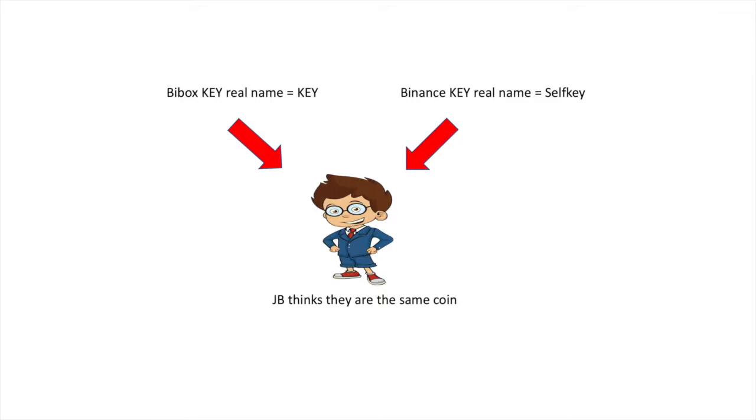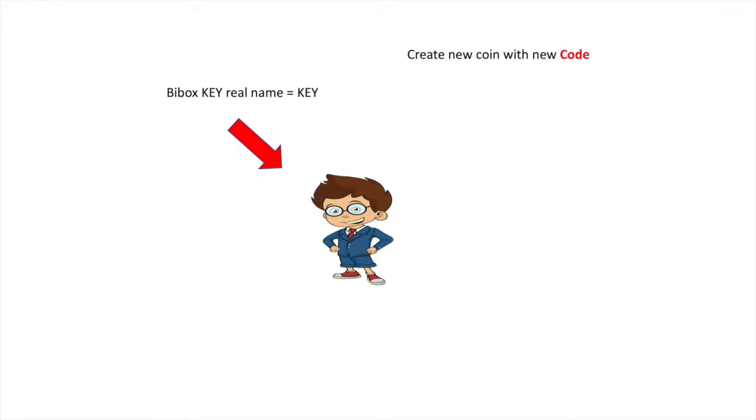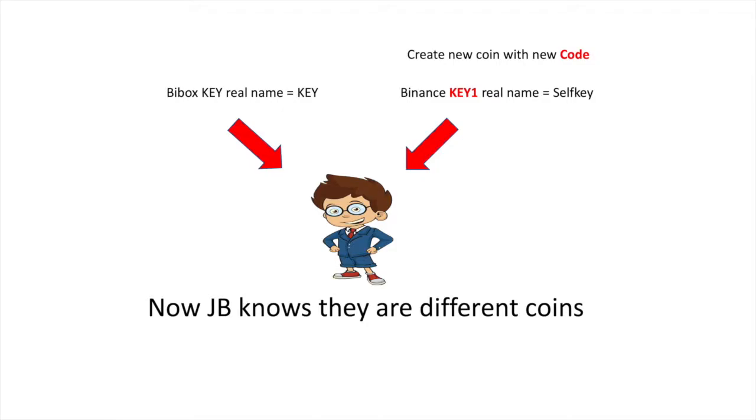What we need to do is actually create a new code for a coin. So what we would do is we would create key 1 and give that the real name of self key. So now Johnny understands that there's two coins, one called key and one called key 1. And you see now Johnny will understand that key 1 is a completely different coin to key. But if we give them both the same code, it's not doing anything, you know. So hopefully that makes that bit clear.